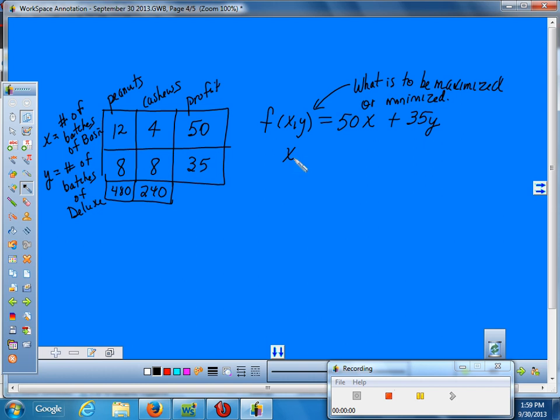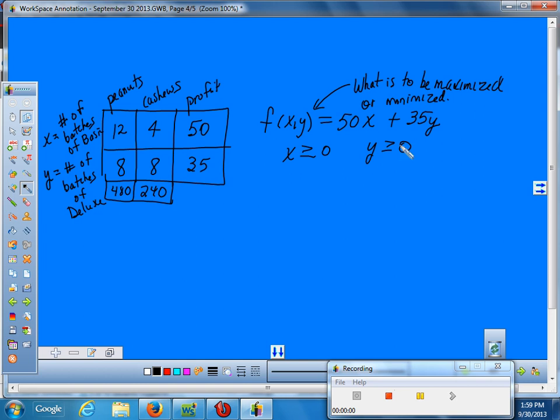Positive. There we go. It has to be greater than or equal to 0. I could make no batches, but it can't be negative. So you'll almost always have inequalities of x greater than or equal to 0 and y greater than or equal to 0, because you have to make a positive amount of something. There's nothing in the reading that's going to cue you on those. That's just kind of common sense. The rest of it is going to come from the information.